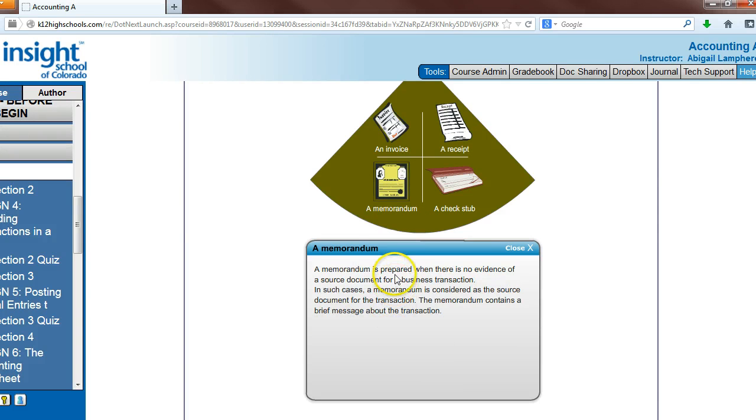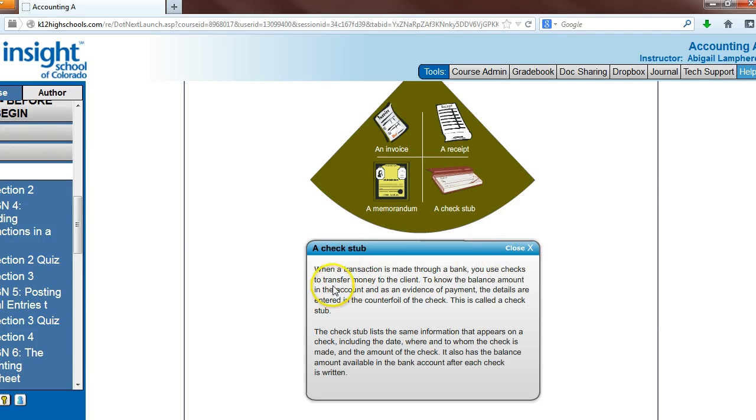A memorandum or a memo is prepared when there is no evidence of a source document for a business transaction. So maybe there wasn't a receipt or there wasn't an invoice. So a memo is something that's created and considered as the source document for the transaction. Okay, and so this is just a brief message about what went down. So maybe it was more of a casual exchange of money and items, and so a formal receipt or an invoice wasn't created, but you need to create something. Okay, and that's where a memo would come in.